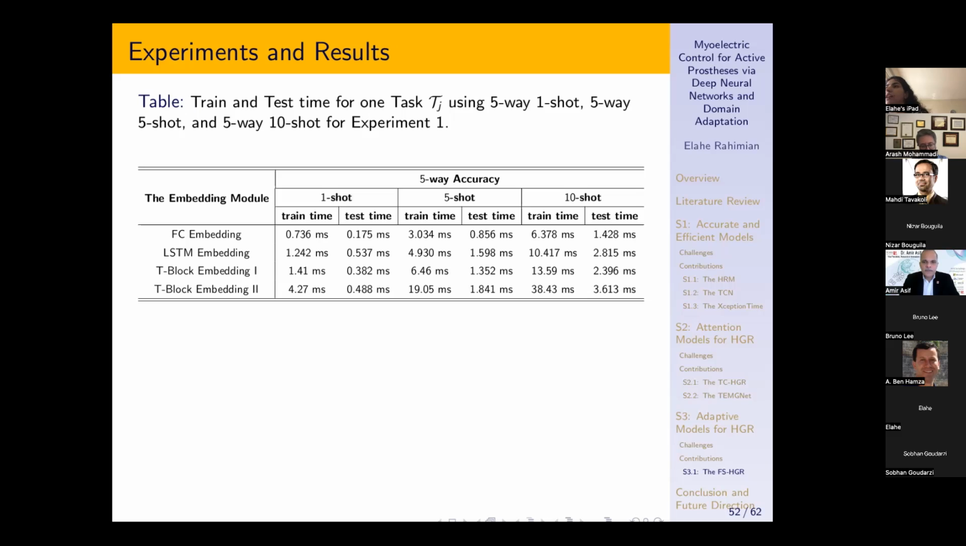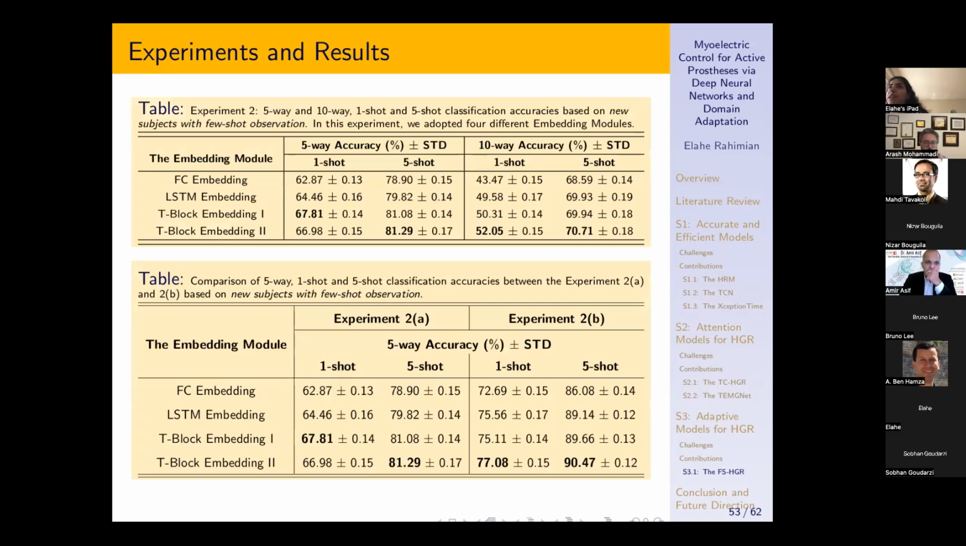Because when we increase the shots, we have higher accuracy. But the thing is that a higher shot means that it takes more time. So it is a trade-off between testing time, the number of shots, and accuracy.